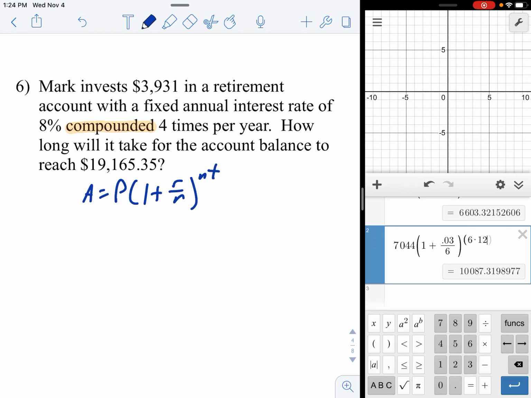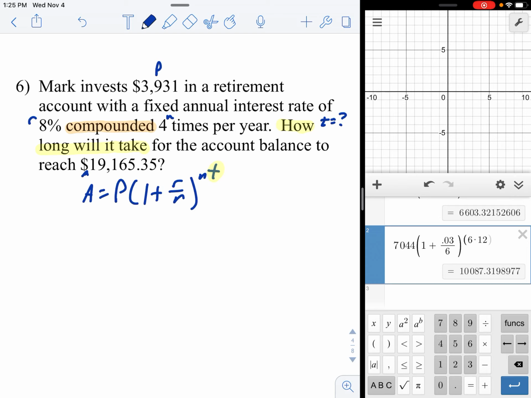Mark invests $3,931 in a retirement account, so that's the principal, at a fixed interest rate of 8%, that's our R, it'll be 0.08, compounded 4 times a year, so N is going to be 4. How long will it take? All right, I'm going to highlight that phrase in yellow. How long will it take? That is telling us that T is unknown. For the account balance to reach $19,165.35. That is A, the final amount. So the T is unknown in this problem.